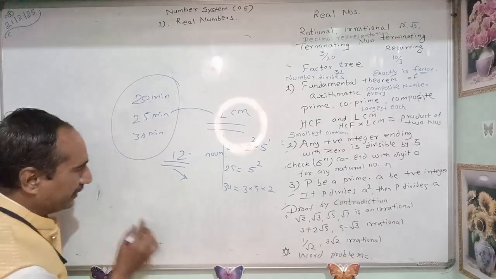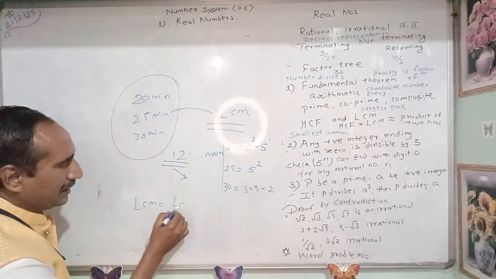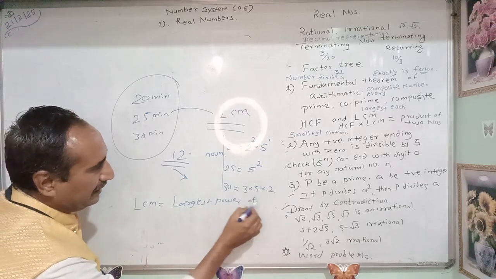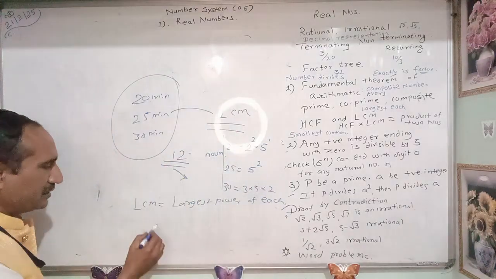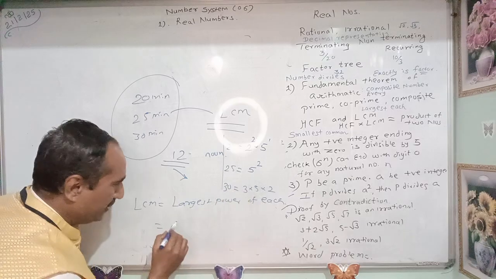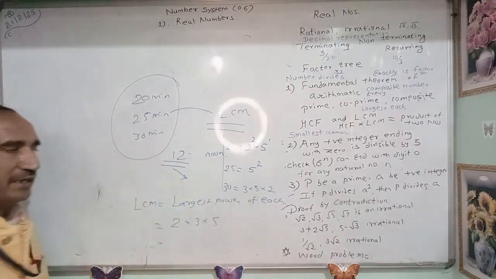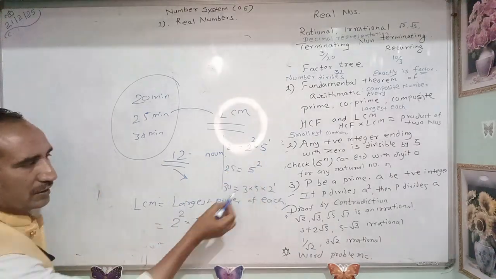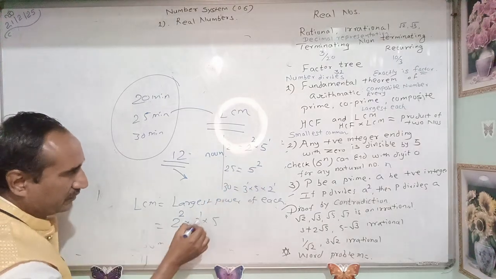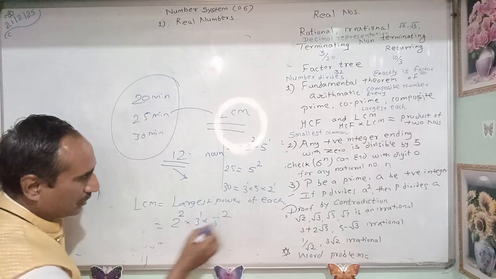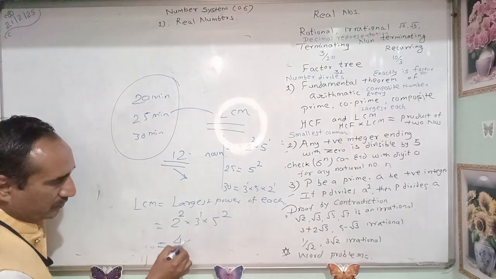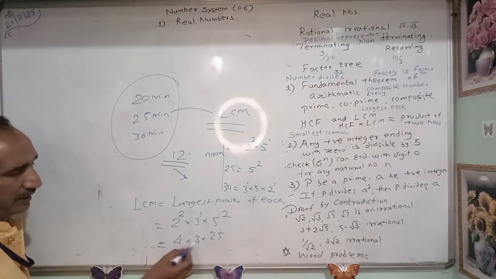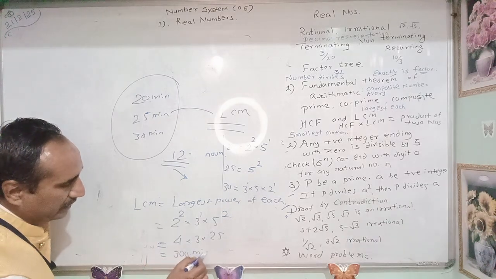Now we have to take the LCM. LCM means what? Largest power of each. Each means each number. So which numbers are there? 2 is there, 3 is there, 5 is there. What is the largest power of 2? Here is 1, here is 2. So largest power is 2. For 3, largest power 1. For 5, largest power 2. So 2 square is 4, 5 square is 25, 25 fours are 100, 100 threes are 300 minutes.